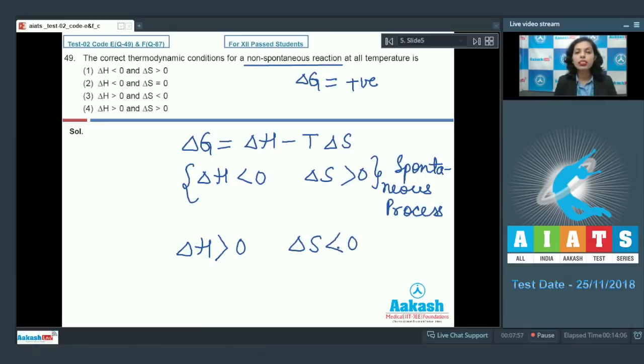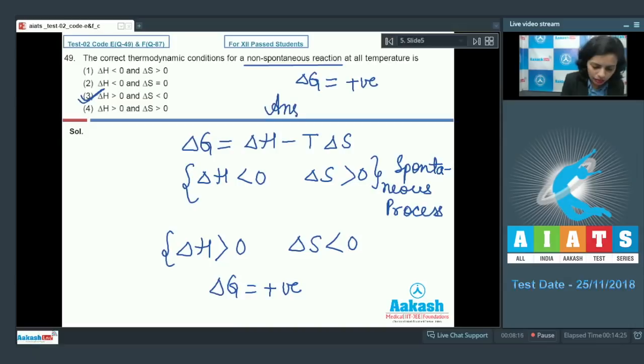or negative. And if this is the condition, then definitely for this condition, delta G value would come out to be positive or more than 0. And in that case, definitely the process is non-spontaneous at all temperatures. And this condition is given in option 3. That's why I'll mark here the correct answer for this question. That's option 3. Now let's move on to the next question.